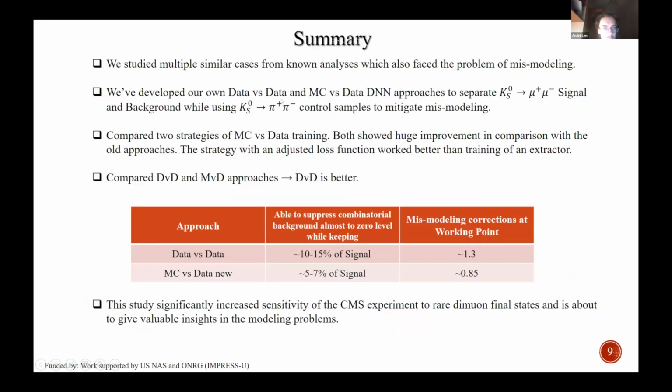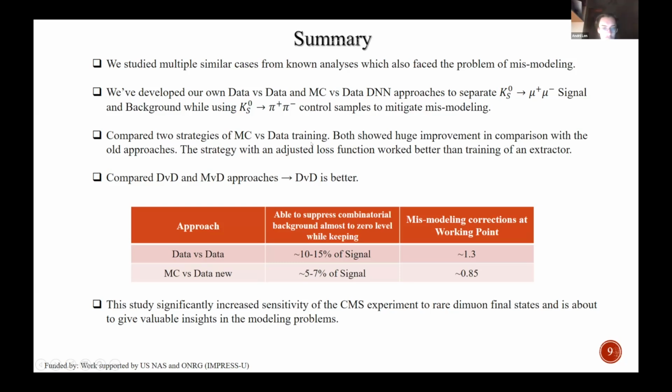So as a summary for this fellowship, we studied multiple similar cases from known analyses, which also face the problem of mismodeling, and took inspiration from them to develop our own data versus data and Monte Carlo versus data DNN approaches to separate K-short to Mu signal and background while using K-short to PyPy control samples to mitigate mismodeling. We compared two strategies of Monte Carlo versus data training.